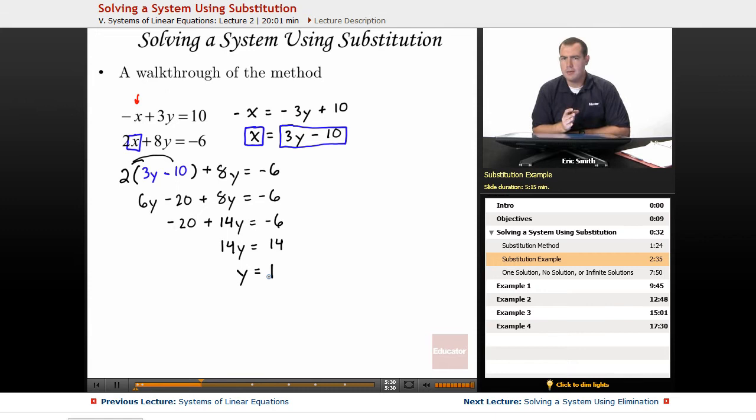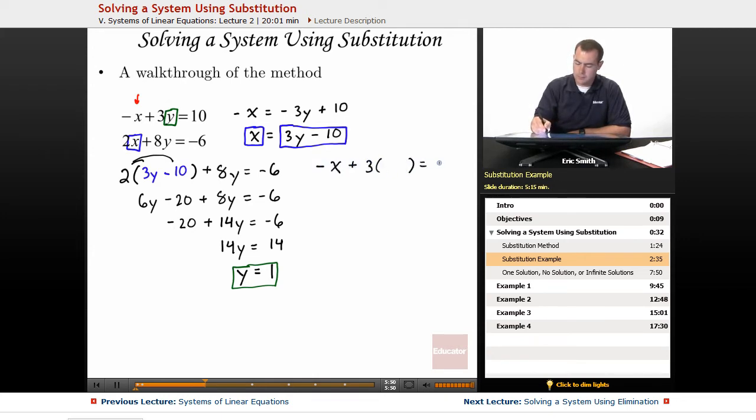So it looks like I have a solution, but remember this is only half of our solution. We still need to figure out what x is. Well, now that we know what y is, I can again substitute it back into one of my equations and figure that out. So let's do that. Negative x plus 3, and I'll put in what y is equal to, a 1. And now I'll end up solving this equation for x.